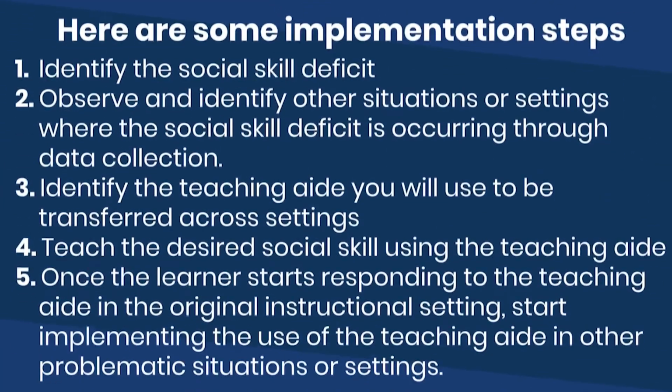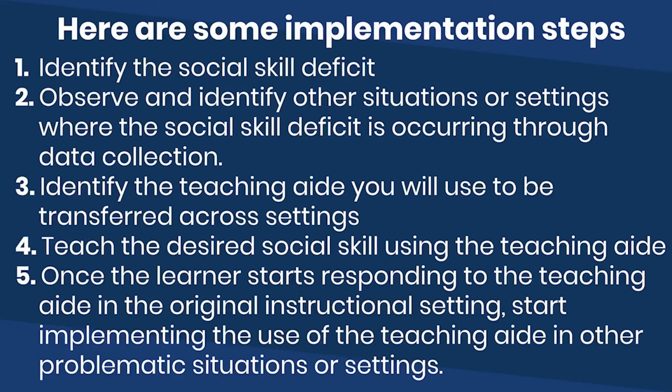Number 1, identify the social skill deficit. Number 2, observe and identify other situations or settings where the social skill deficit is occurring through data collection. Number 3, identify the teaching aid you'll be using to be generalized across settings. Number 4, teach the desired social skill using the teaching aid. Number 5, once the learner starts responding to the teaching aid, start implementing the use of the teaching aid in other problematic situations or settings.